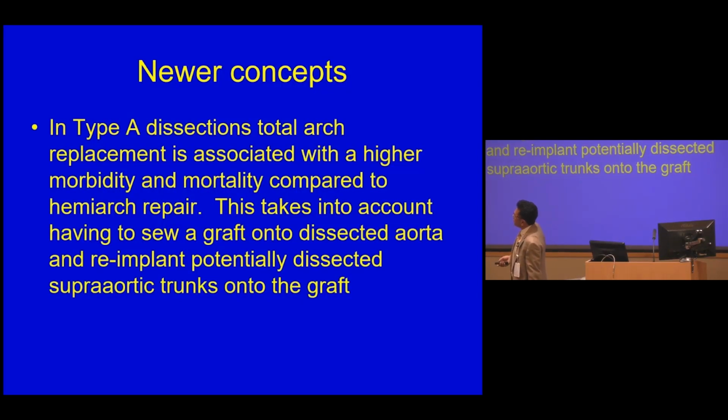So the newer concept that I think we need to start trying to accept is that, even though total arch replacement is associated with a higher morbidity and mortality compared to just the hemi-arch repair or even the ascending repair, you need to start thinking ahead. In order to avoid having to re-intervene in those redo arches, because they're redo operations and higher risk, it's not that much more difficult to actually replace the arch with these newer techniques, and I'll show you how.